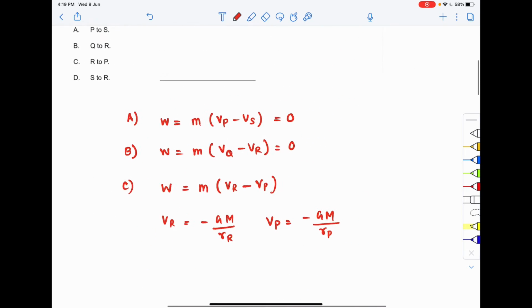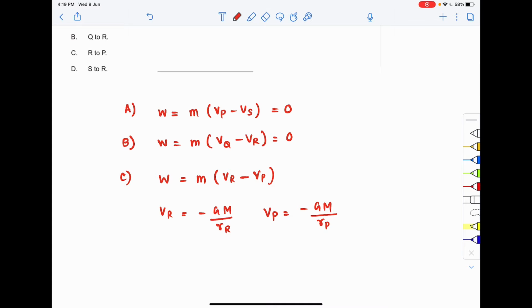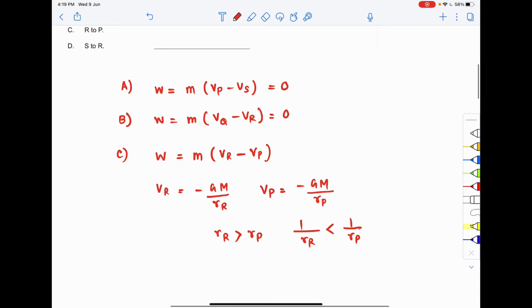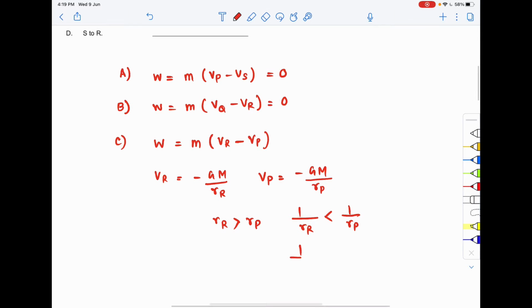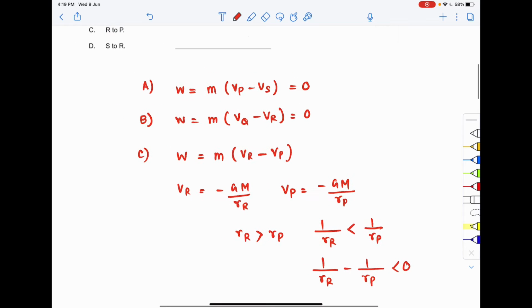Okay, now as you know from the diagram, R is at a greater distance than P. So that means R of capital R is greater than R of capital P. So that means 1 by R of capital R is less than 1 by R of P. So that means 1 by R of R minus 1 by R of P should be less than 0. Okay, so this relation we know.